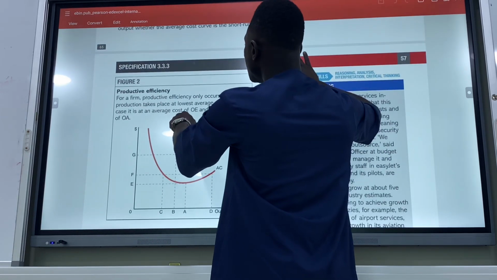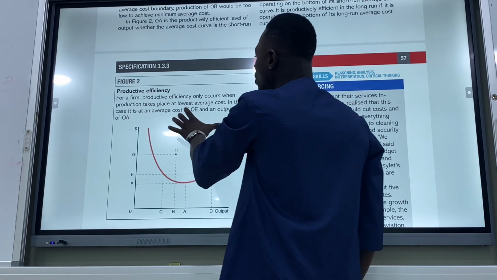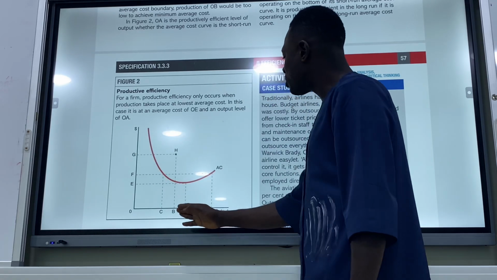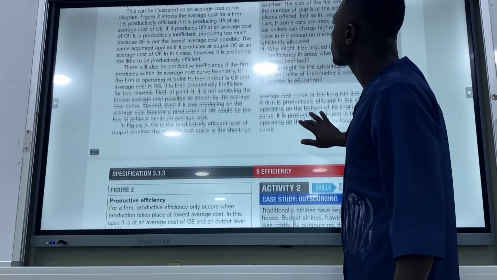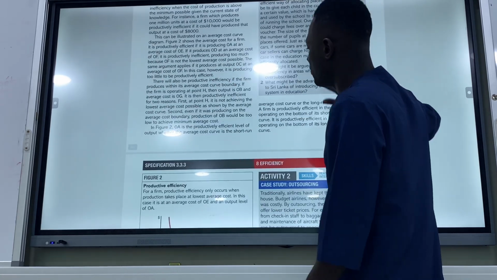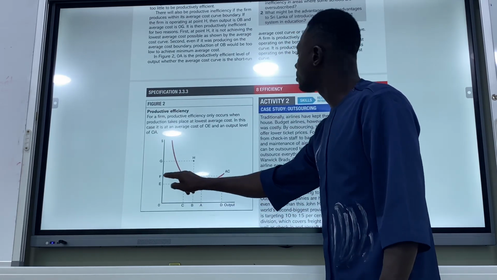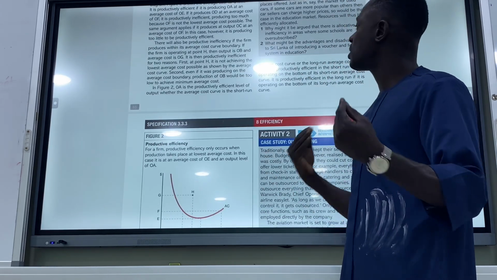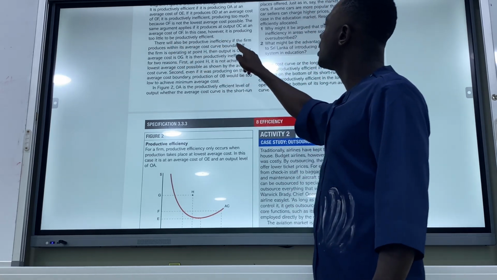For a firm, productive efficiency only occurs when production takes place at the lowest average cost. In this case, it is an average cost of OE and an output level of OA. Anything outside this will bring about inefficiency. Let's go up to C again. If it produces OD at an average cost of OF, though it's still on the average cost curve, it is inefficient. Why is it inefficient? In this case, it is producing too little to be productively efficient.